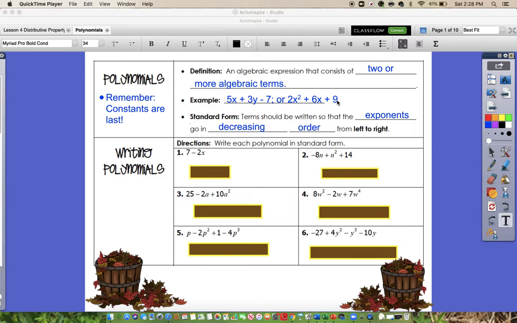Take a minute and copy those few blanks on your notes. Make sure you have those notes out and that you're following along the whole time you're watching this video. So go ahead and be doing that. Copy those three blanks. You can pause until you are ready to move on with writing polynomials.